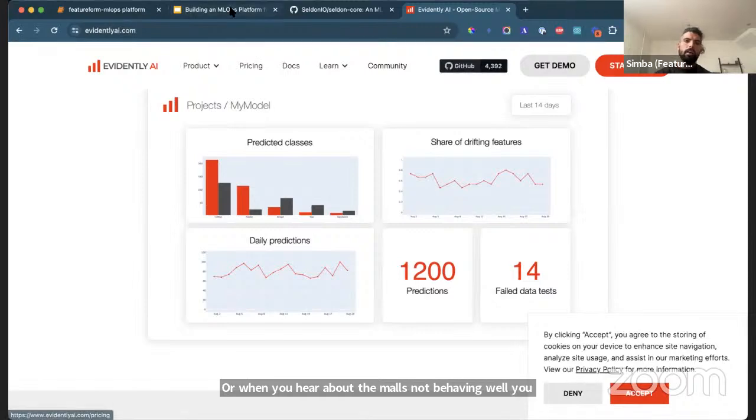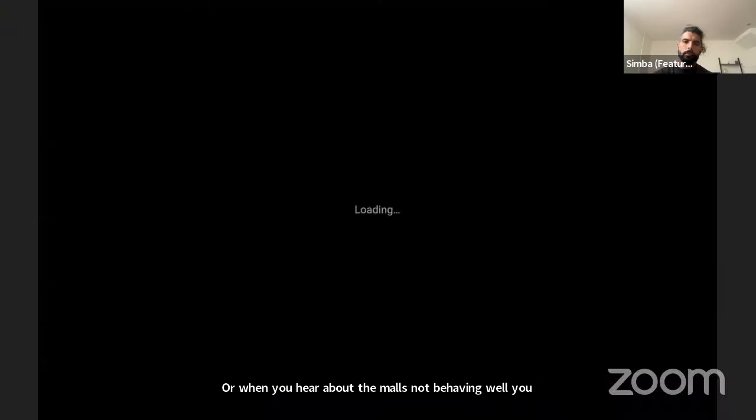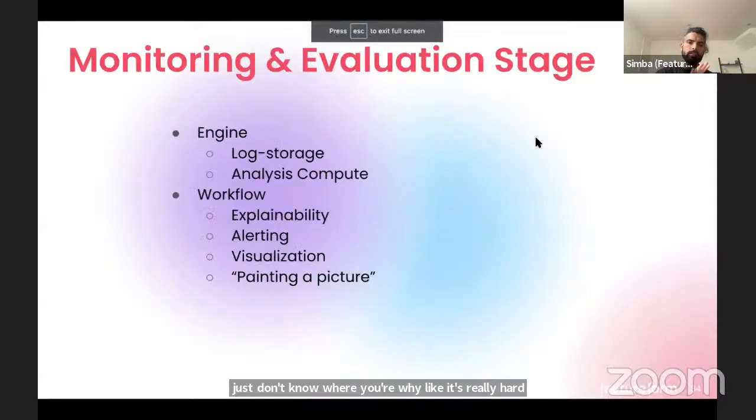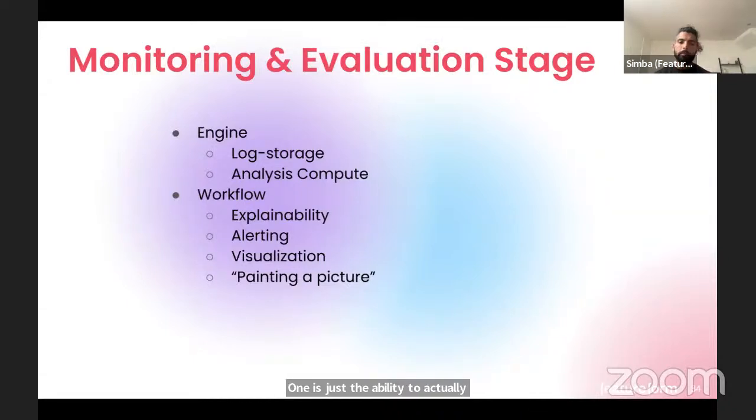And so what this allows for is two pieces. One is just the ability to actually log maybe the sample of predictions that you need, analyze them, be able to make sure that it's behaving as expected. That's the engine. The other piece is much more about the UI, which is just like being able to dig into and understand why it's doing what it's doing, explaining where it's failing, alerting when something bad happens. It's really painting the picture of what the model actually does in production.